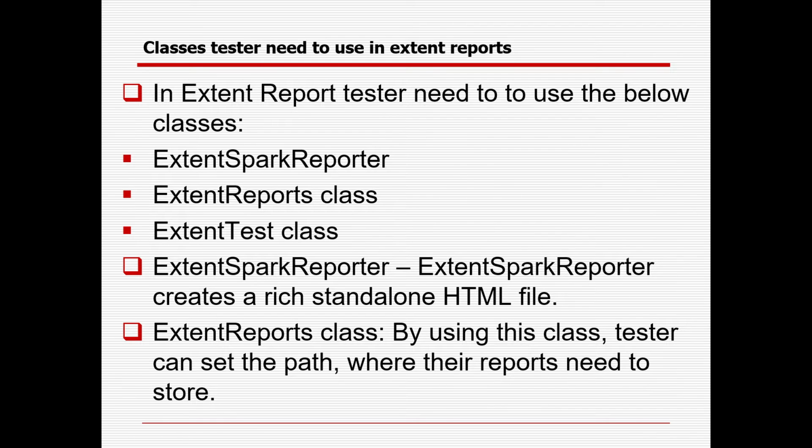Now, what are the different classes Extent report has, which will help users generate a scalable report that can be shared with the respective stakeholders? In Extent report, the tester needs to use three important classes: ExtentSparkReporter, ExtentReports class, and ExtentTest class. ExtentSparkReporter class creates a rich standalone HTML file, whereas with the ExtentReports class, the tester can set the path where the report needs to be stored, and with the ExtentTest class, the user can start generating the report.